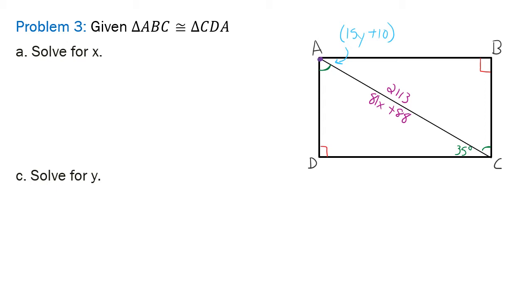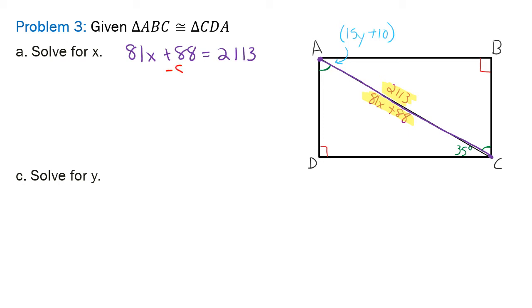You'll notice that A, C is in both triangles, which means that the length of 81x plus 88 is representing the same line as the 2113, which means we can set them equal to each other because they're talking about the exact same piece of our triangles. So we can do 81x plus 88 equals the 2113. And then we go ahead and we solve.